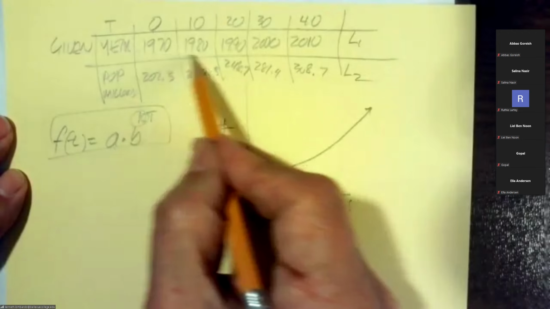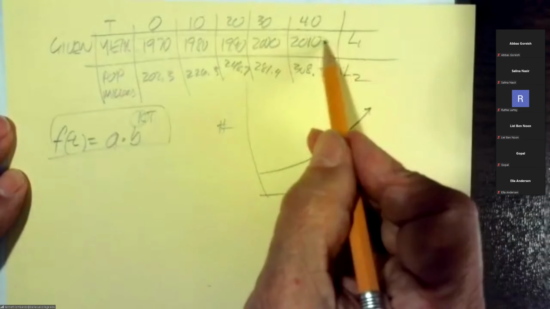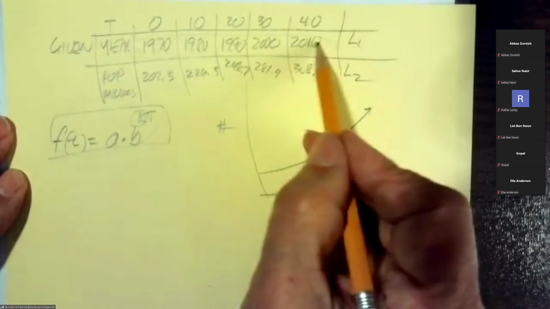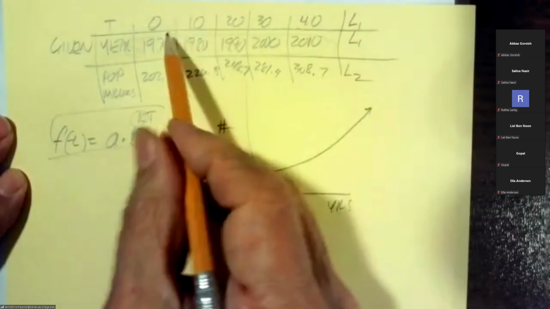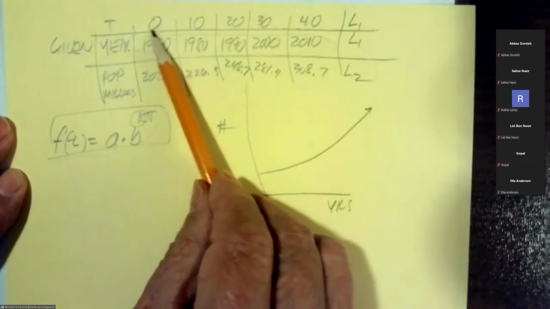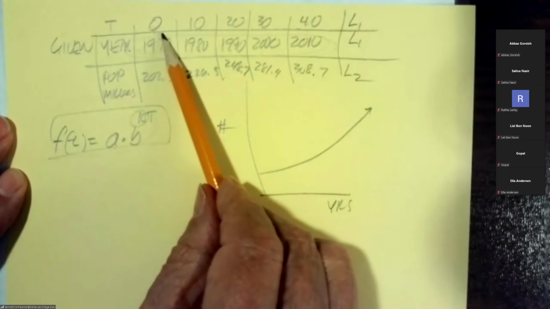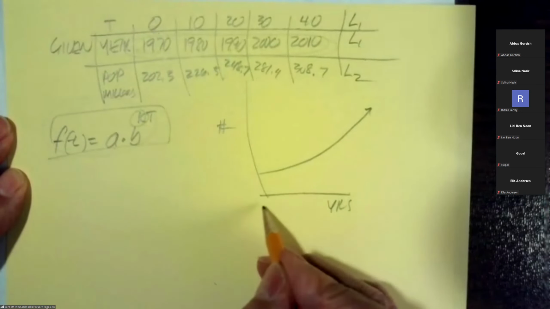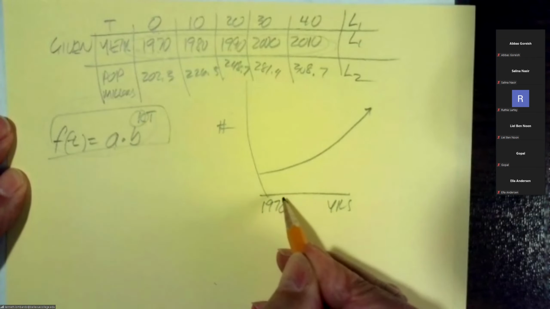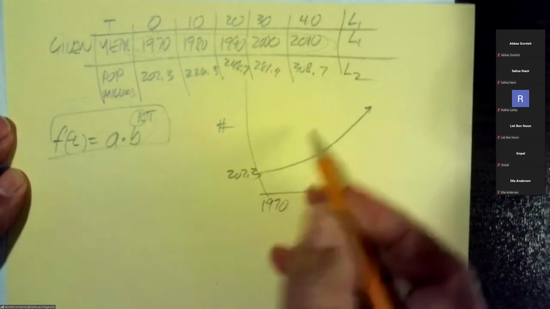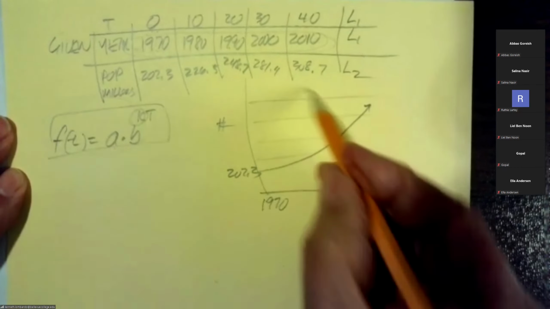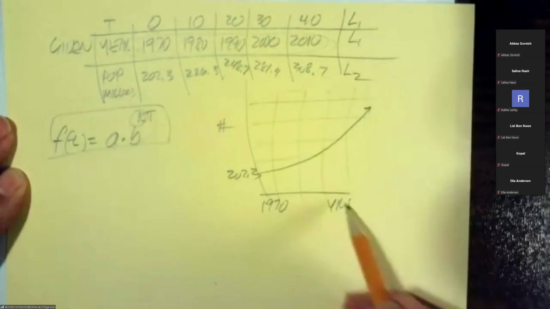I could use these values, but I don't need to. These are larger values, maybe harder to deal with, but I could use these values, which are easy. They give me the same description: number of years since 1970. What does the population look like if this is 1970? And we were at 202.3, and we're looking at what it is out here at these different values.